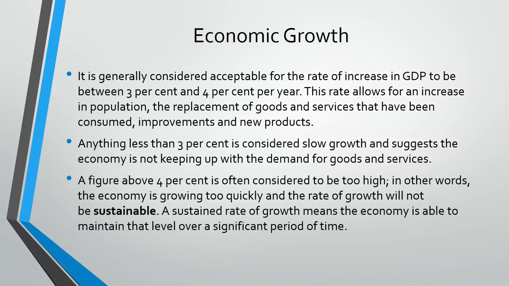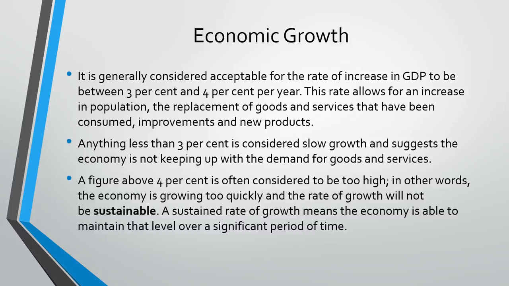A figure above 4% is often considered to be too high. So in other words, the economy is growing too quickly and the rate of growth will not be sustainable. A sustained rate of growth means the economy is able to maintain that level over a significant period of time. So if GDP is growing too fast, it means that our demand for certain products won't be able to be met. So the supplier or the producer of that product will not be able to keep up manufacturing that product for the amount of demand.